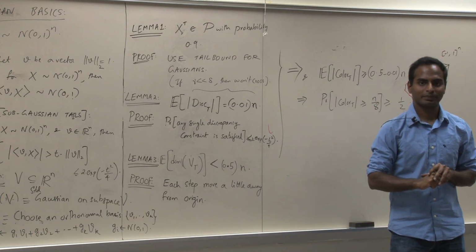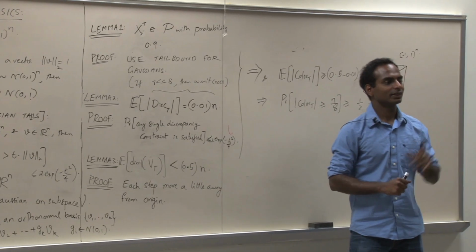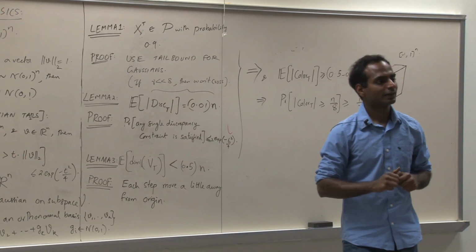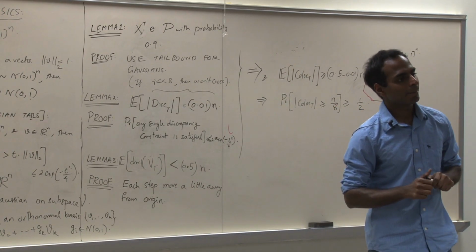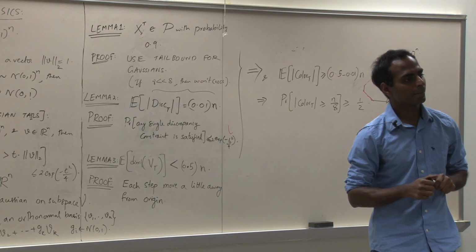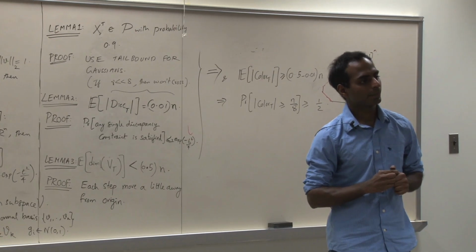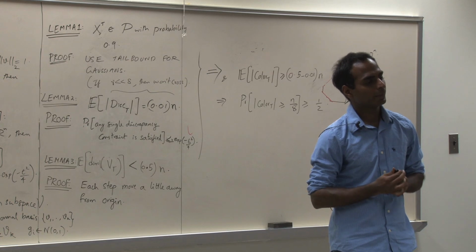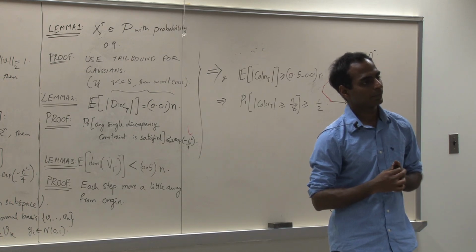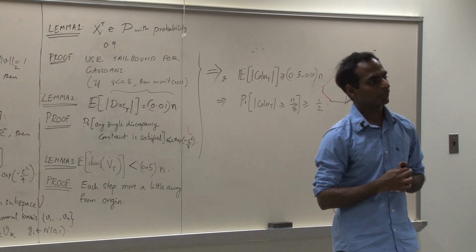Right. Any other questions? Yeah. So, maybe this is a little strange question. What will break down if, instead of just picking a random point according to the Gaussian distribution, you just choose a random phase and start going in a direction which is perpendicular to that phase?